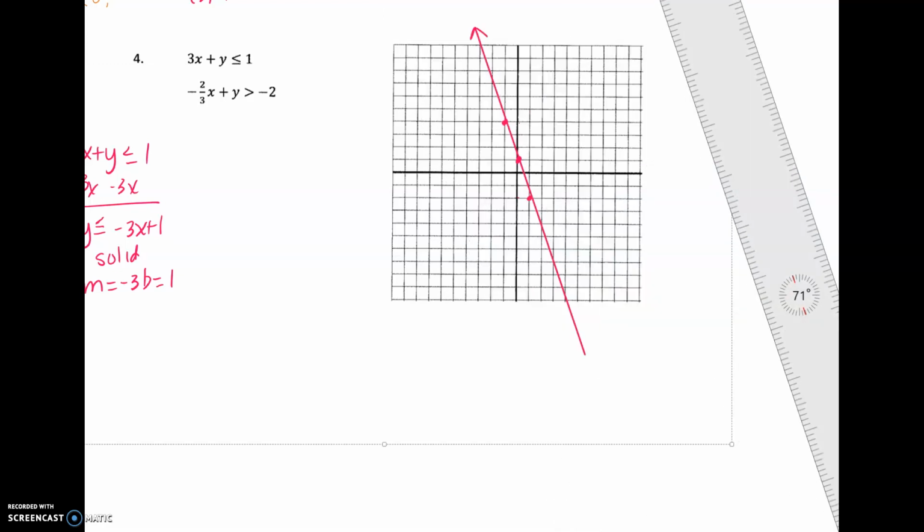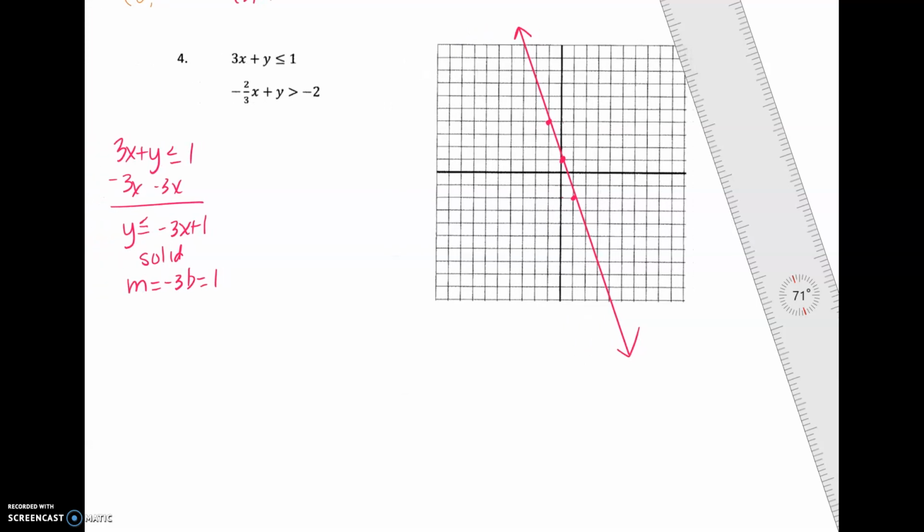And now I have to do my shading. And it's less than or equal to, if I pick a point and I know value's less than, so I'm going to be shading to the left side here. Left side. All right. And then let's do my other line.